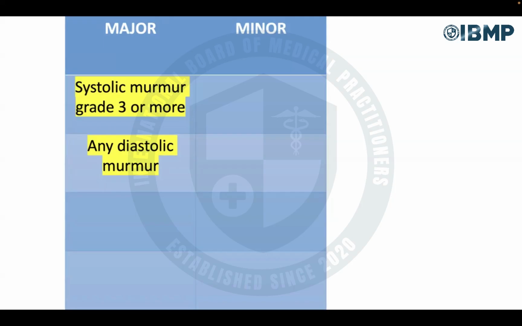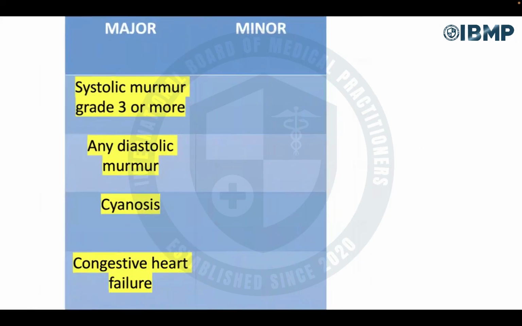If the patient has a systolic murmur grade 3 or more, or any diastolic murmur, these are the important points for the NADA's criteria. Number one, systolic murmur grade 3 or more. Number two, any diastolic murmur. Then remember C or C: if the patient has cyanosis, or features of congestive heart failure. So C for cyanosis, C for congestive heart failure. Systolic murmur grade 3 or more, or any diastolic murmur, is the major criteria for NADA's.